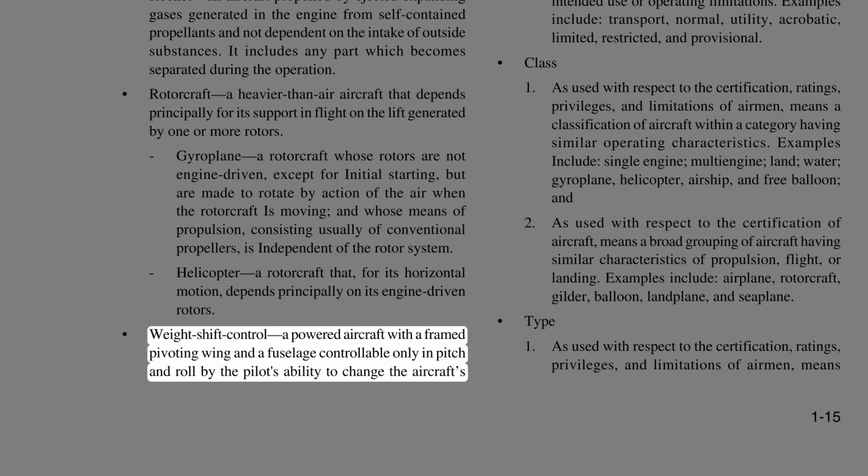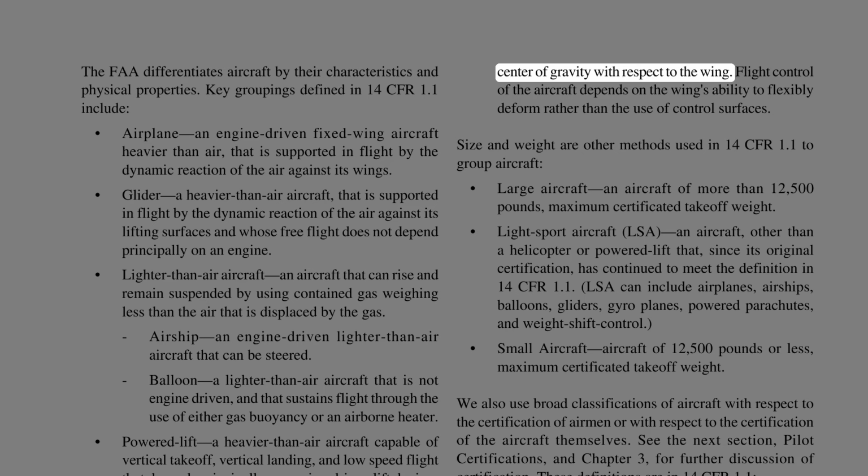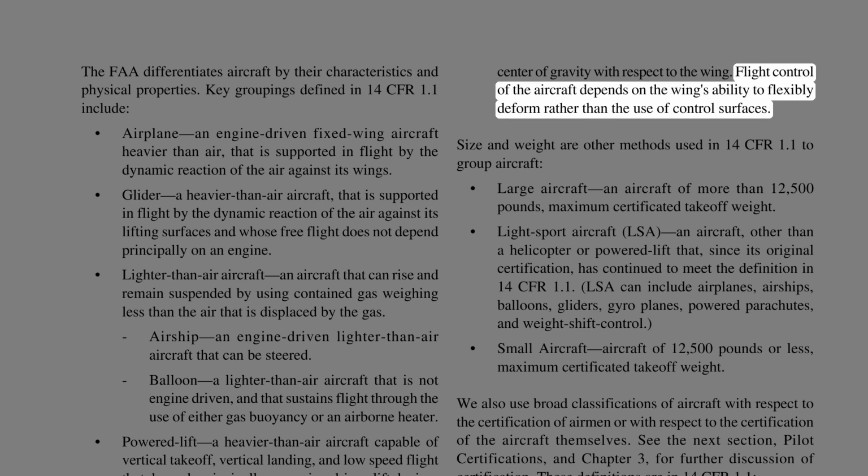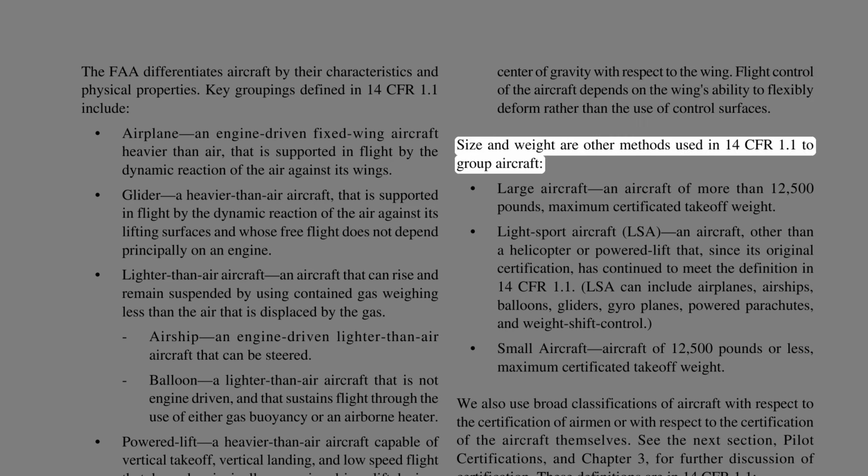Weight shift control, a powered aircraft with a framed pivoting wing and a fuselage controllable only in pitch and roll by the pilot's ability to change the aircraft's center of gravity with respect to the wing. Flight control of the aircraft depends on the wing's ability to flexibly deform rather than the use of control surfaces. Size and weight are other methods used in 14 CFR 1.1 to group aircraft.